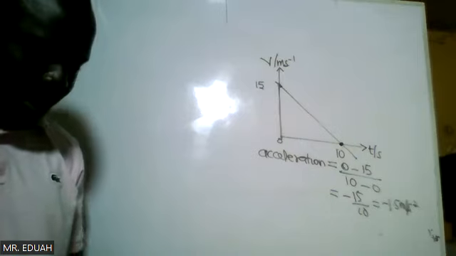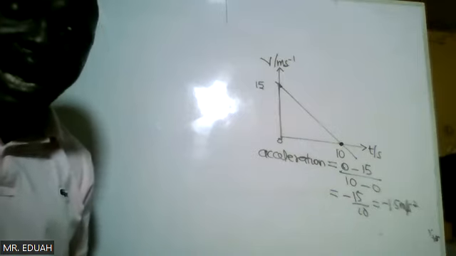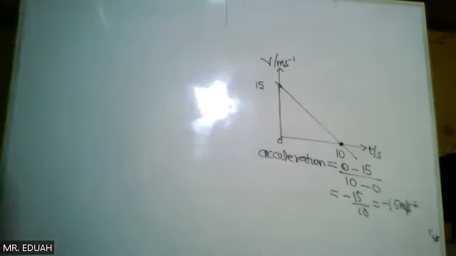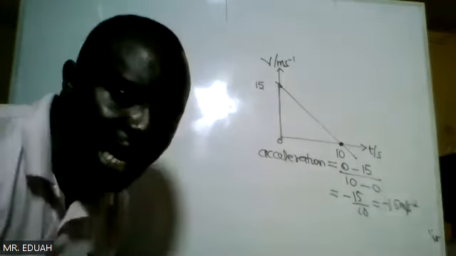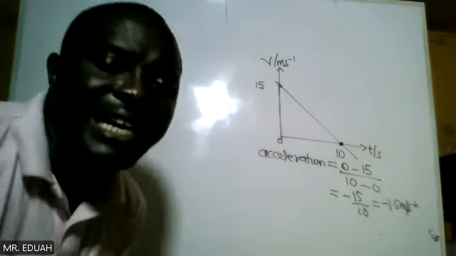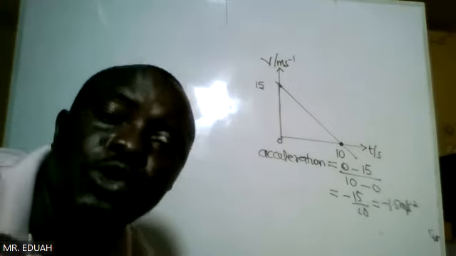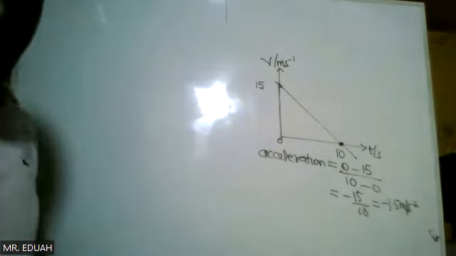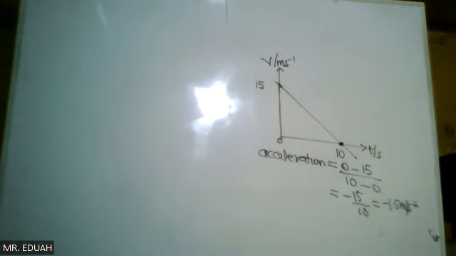C. Distance traveled by the car is 75 meters. If you have a speed time graph or velocity time graph, the area under the graph is equal to the total distance traveled. So please take note of this punchline.